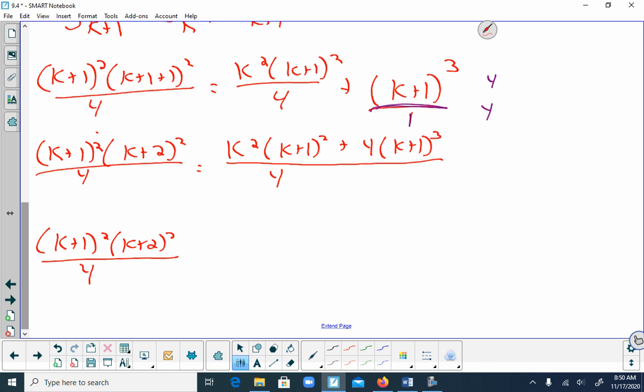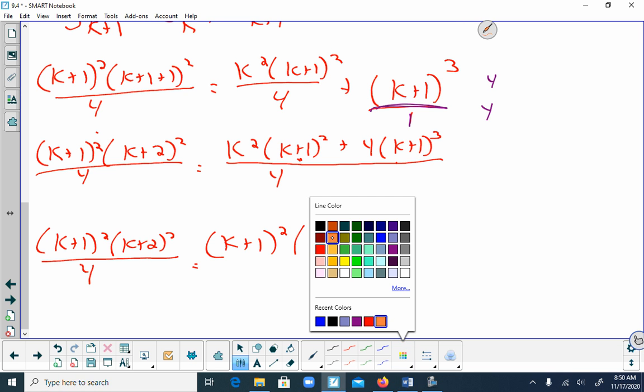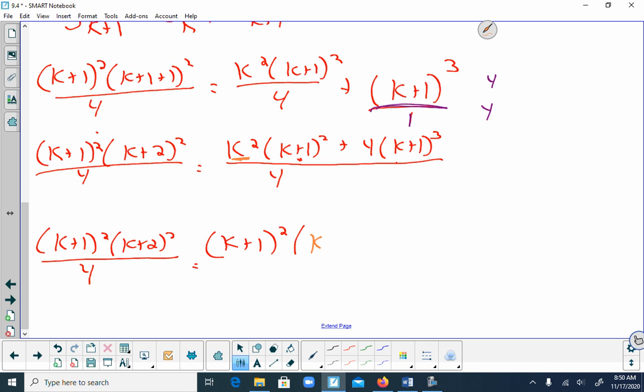And I think that we can agree that I have a common factor of k plus 1. The most number of times that occurs is twice. So I'm going to factor out k plus 1 squared. And when I do that, I'm left with just k squared here. When I factor that out from this term, I'm left with this 4 and 1 k plus 1. And that's all over 4.